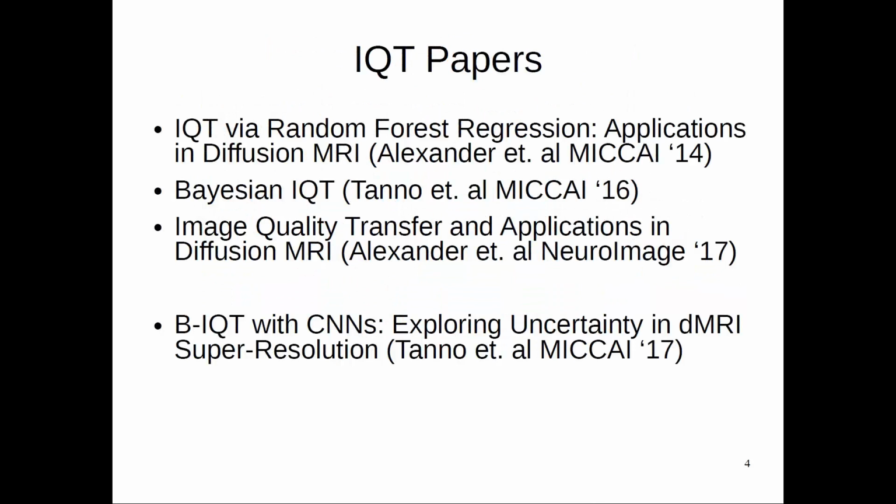So far, there have been 4 IQT papers. The first 3 learned this previous mapping by using random forest regression. And then the 4th one, which also won the Paper of the Year award at last year's MICCAI, introduced convolutional neural networks to this task. And this was done by my colleague who is not here today.